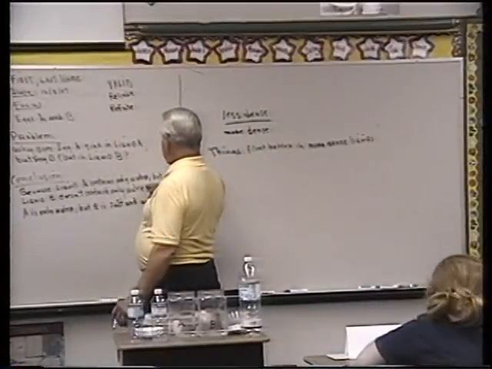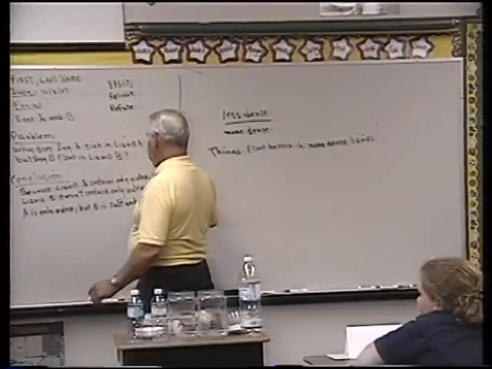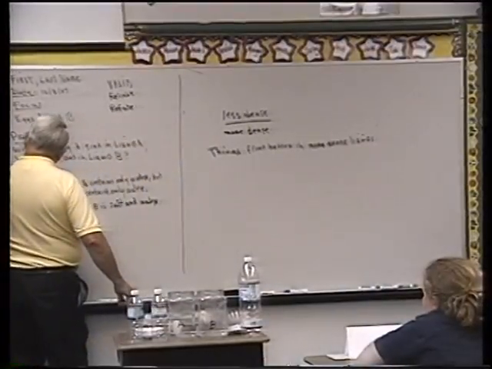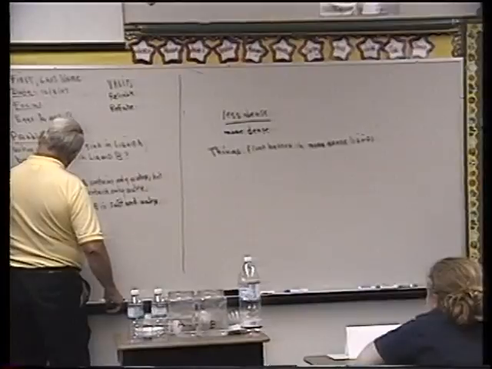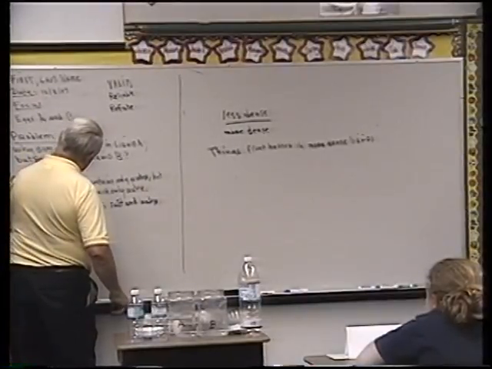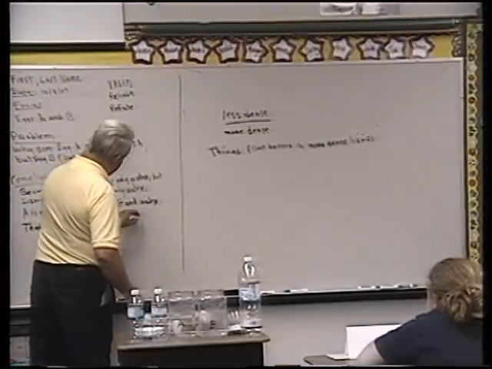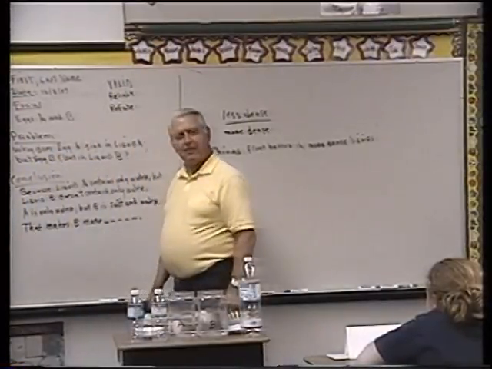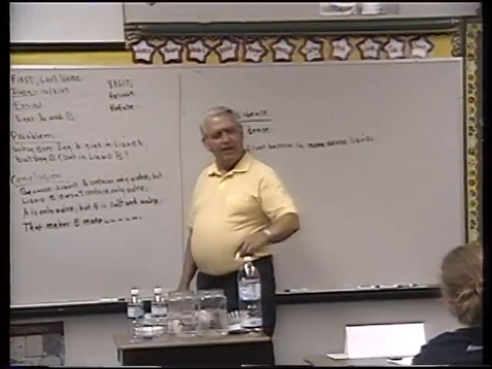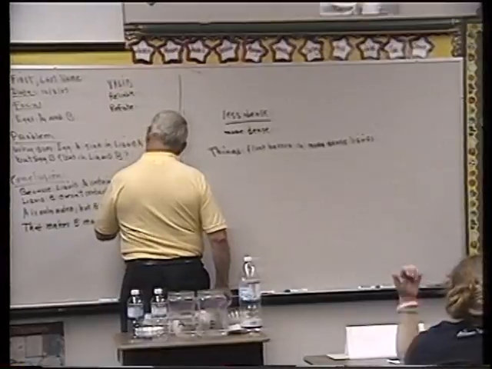let's see. Because liquid A contains only water, but liquid B doesn't contain only water. A is only water, B is salt and water. That makes B more blank, blank, blank, blank, blank. Who knows what goes in the 5 blanks? What word? More what, Kendall? Dense. Right, that makes it more dense.